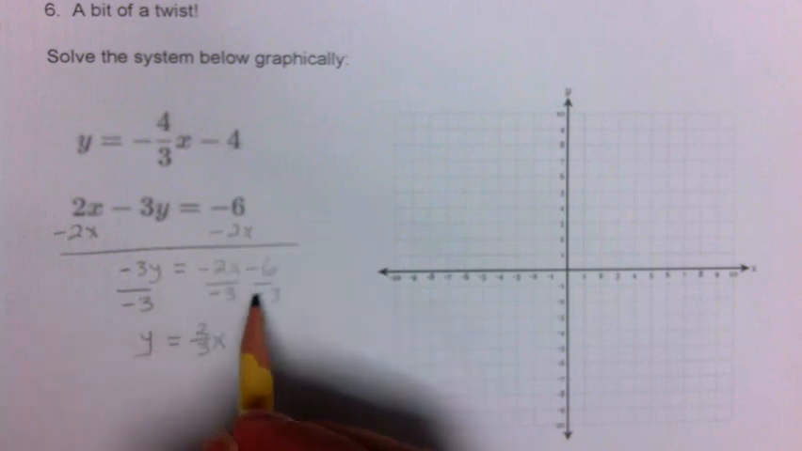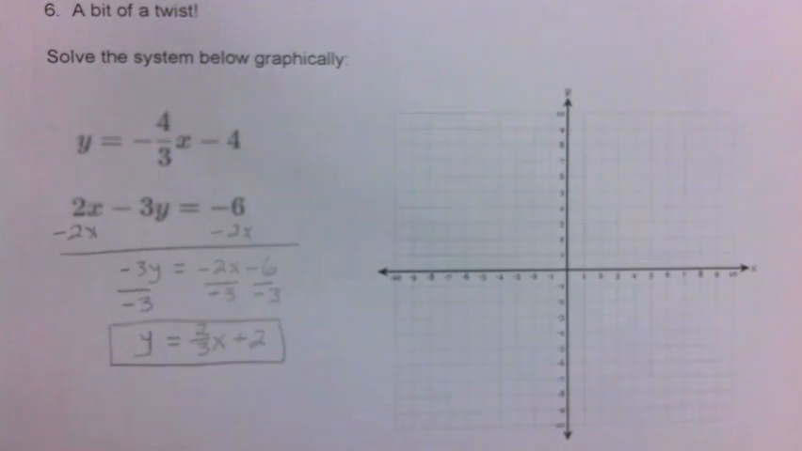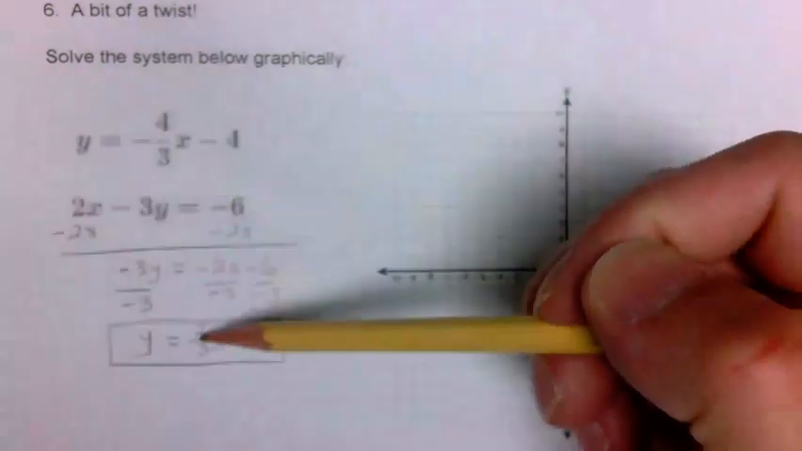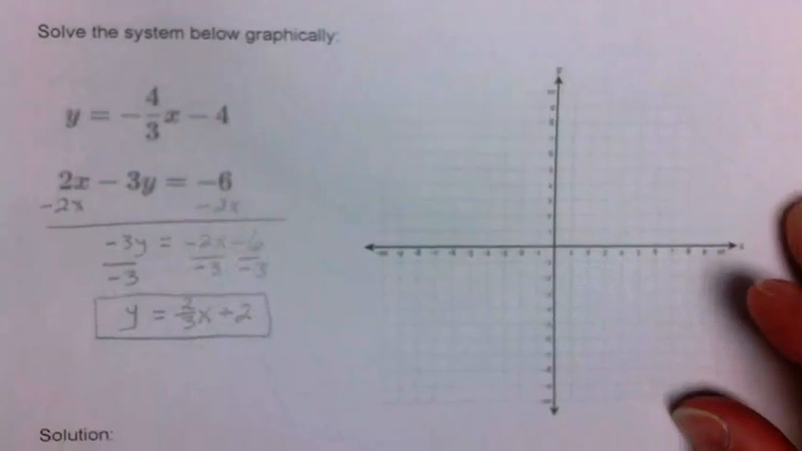And negative 6 divided by negative 3 is positive 2. So I'm going to have the line y equals 2/3 x plus 2 to graph for my second equation. And just looking at the equations, I see that they have different slopes, which means that my lines should intersect, so there should be a solution here.